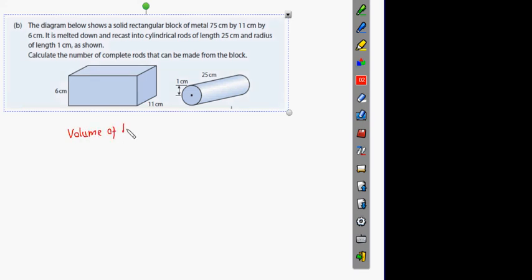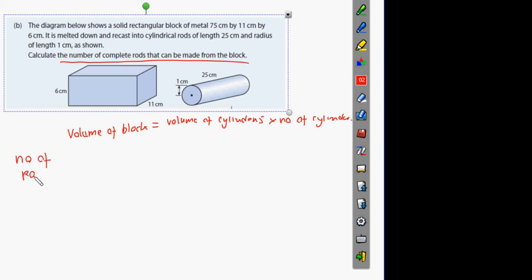Volume of block equals volume of cylinders multiplied by the number of cylinders. Calculate the number of complete rods. So the number of rods is going to be equal to the volume of the block divided by the volume of one rod.